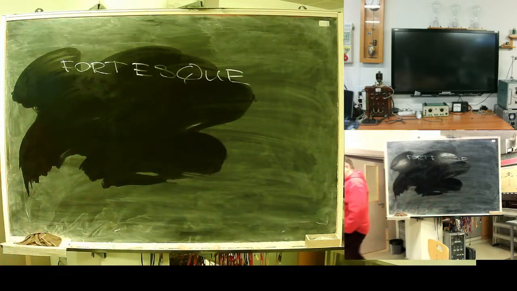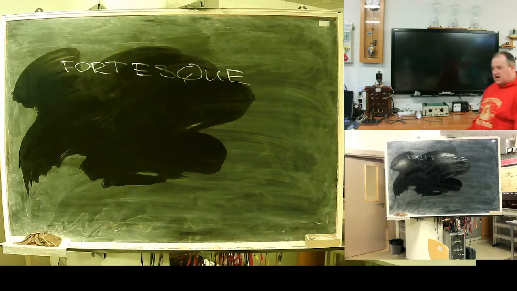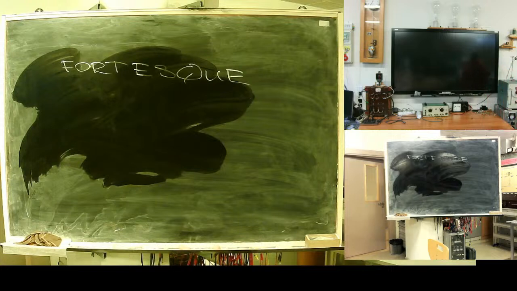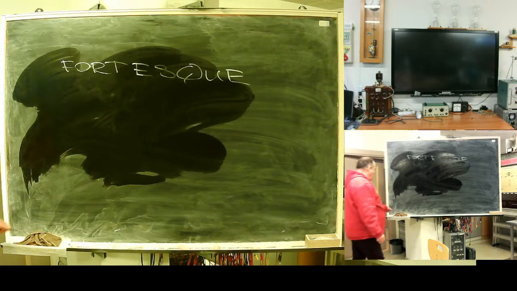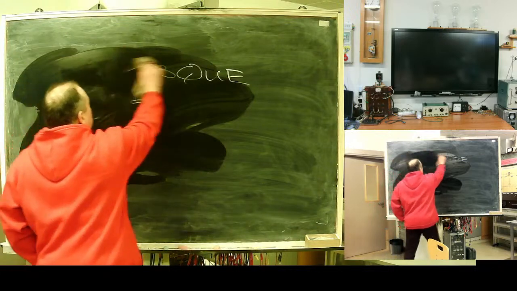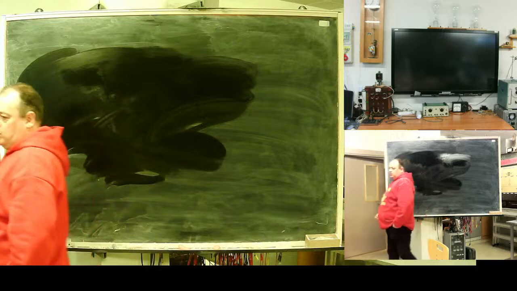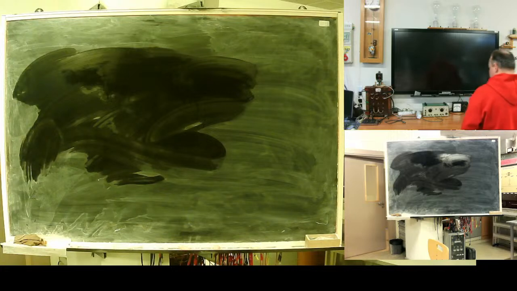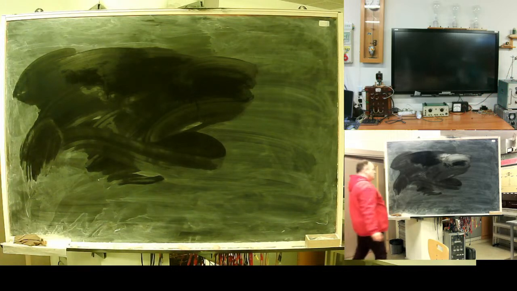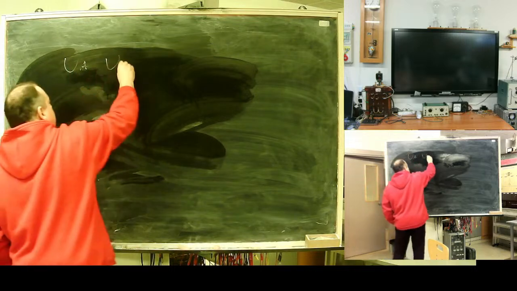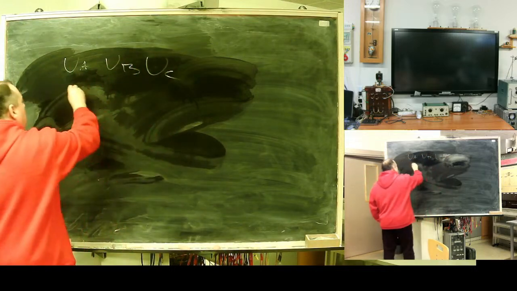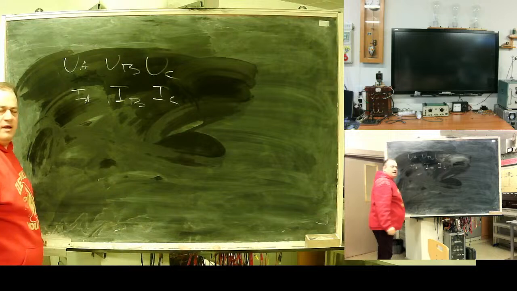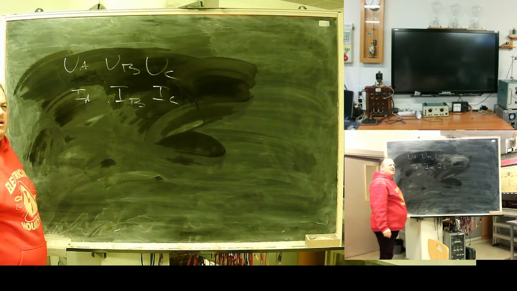Fortescue. This guy invented, started with the idea. Real developers were two persons, Wagner and Evans. But Fortescue started. Idea of Fortescue. You have non-symmetrical network, you have non-symmetrical polyphase network. You have A, B, C voltages, or you have A, B, C currents, or red, blue, yellow.